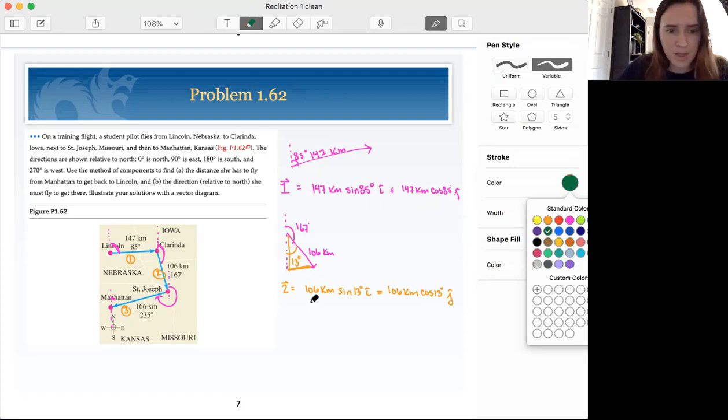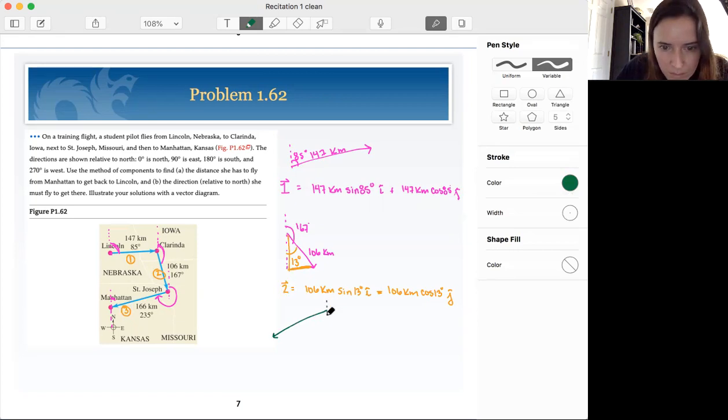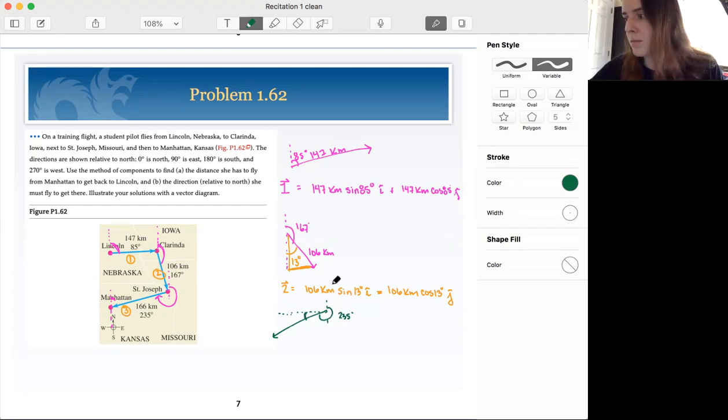Now let's look at vector 3. Let's make you green. Okay, so now vector 3 is going like this. The whole angle is 235 degrees. I don't like dealing with angles greater than 90, so I'm going to figure out what this one is. So 3/4 of a circle is 270 degrees. So 270 degrees minus 235 tells me that this angle over here is 35 degrees.